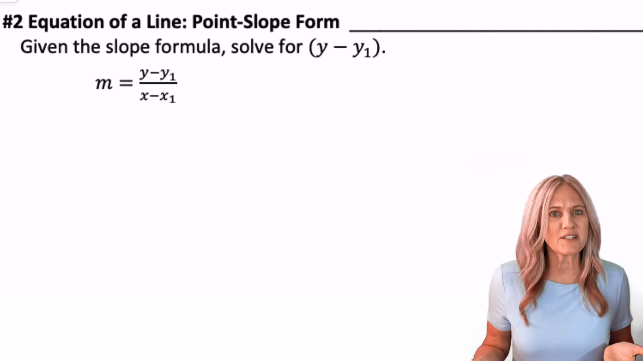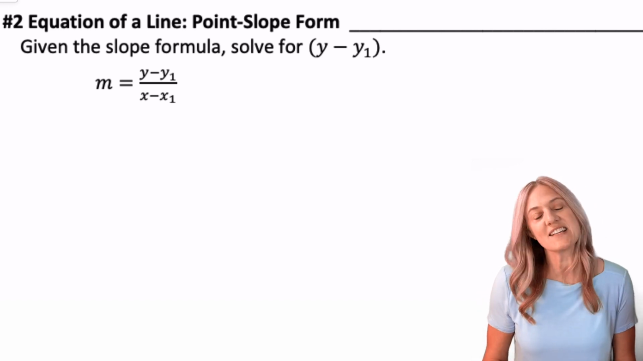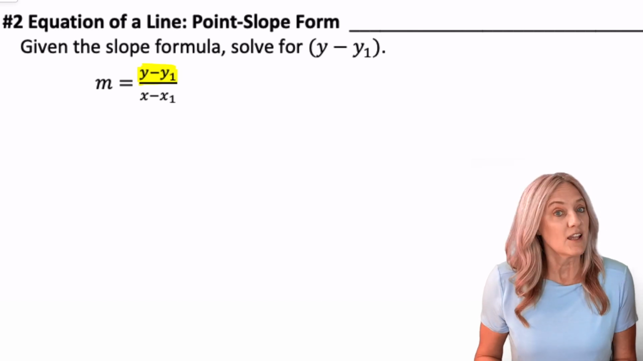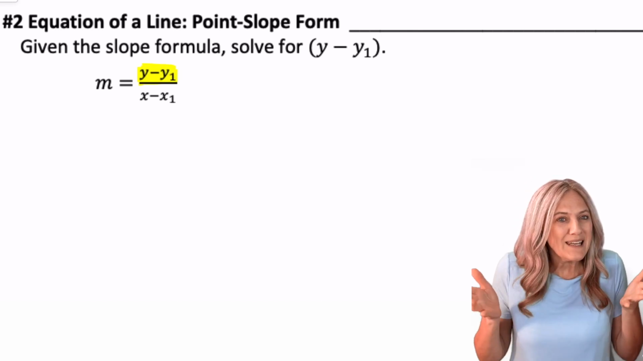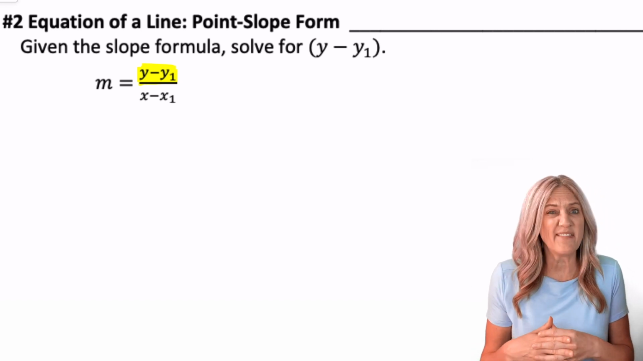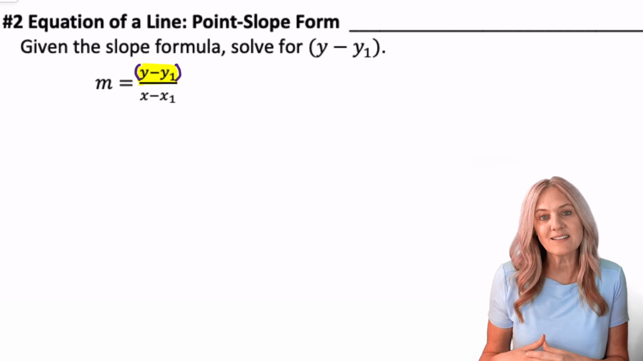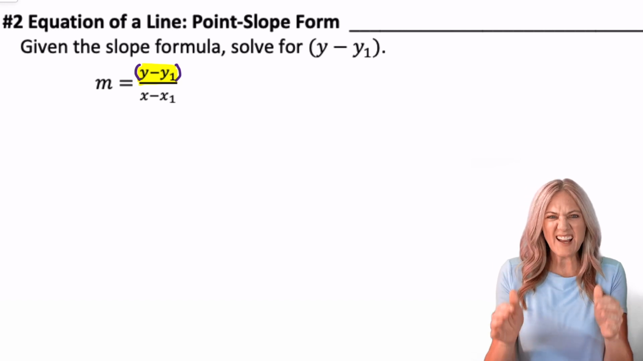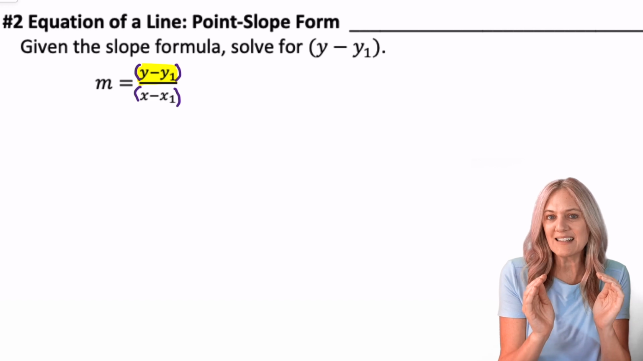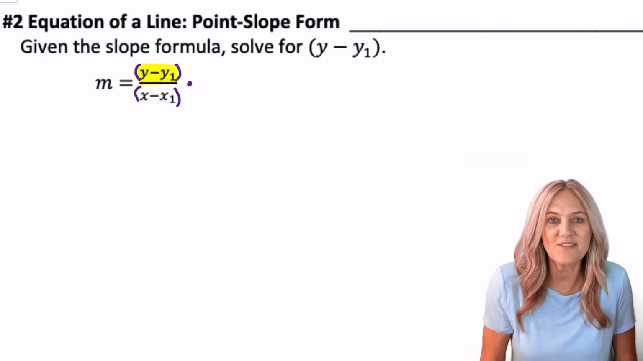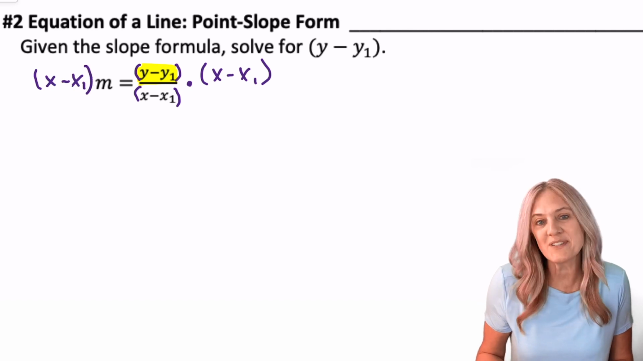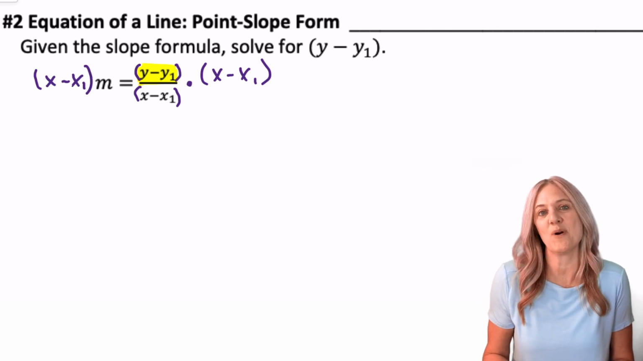So let's not learn something brand new. Let's just take that slope formula and solve it for y minus y sub 1. In order to do that, what do we need to do? Well, y minus y sub 1 is being divided by x minus x sub 1. Gee, I think I need to hug it out, and I need to move that x minus x sub 1 to the other side of the equal sign. So let's undo division. Multiply both sides by x minus x sub 1.